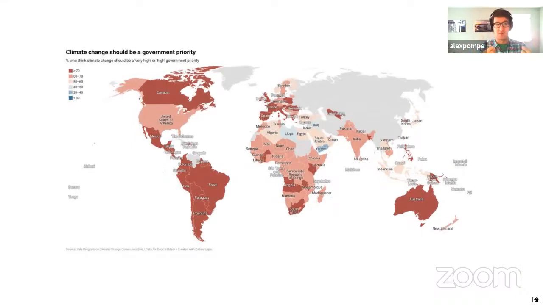Now, we can also ask, do we think that climate change should be a top priority for the government in your country right now? And again, we see that the world map begins to change. Now we see even more homogeneity, that many, many people in most countries, except maybe places where there's wars like Yemen, are reporting that they think this is a very high priority that their government should be concerned about.